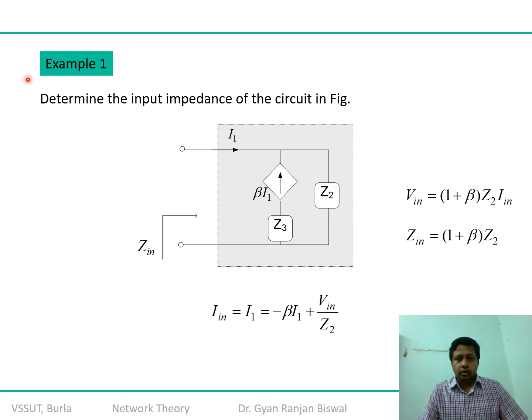So if you work out Z input first, how much will it be? That is (1 plus β) times I1, because that is the total amount of current which will be feeding over here through your Z2, and then it comes back through this particular path. So your Z input is actually (1 plus β) times Z2, which is ultimately the ratio of V input by I input. So from there, you can calculate your V input.